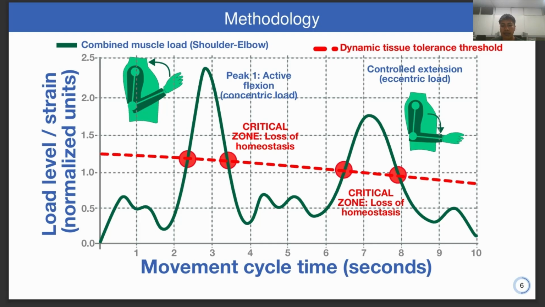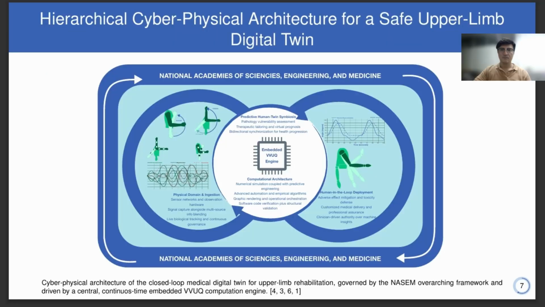Peak 1 is the active flexion with maximum strain, and peak 2 is the controlled extension. The most important part of our hypothesis is the red circles. They represent the critical zones. Our goal is to predict when the muscle load crosses the tolerance threshold. When this happens, the future mHealth app will send a real-time feedback alert to prevent injuries during home rehabilitation.